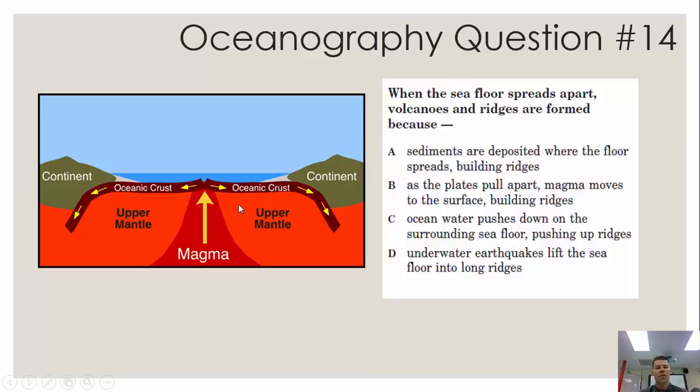When the sea floor spreads apart, like right here, it's a divergent boundary, getting thinner right here. Volcanoes and ridges are formed because sediments are deposited where the floor spreads apart and building ridges? No. As the plates pull apart, magma rises to the surface building ridges. Yes, B is our best answer. It's exactly what happens. We have an underground chamber of magma. It rises to the surface and builds new seafloor, and you'll have a big ridge right there.